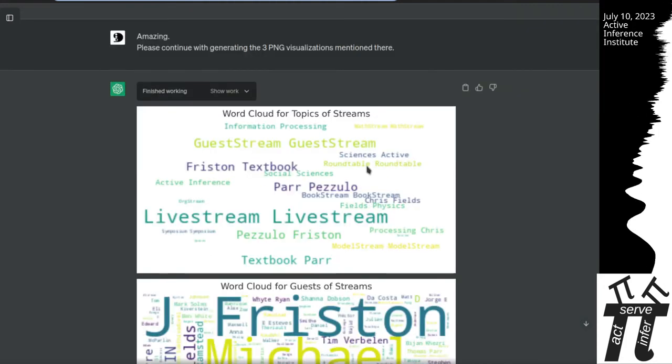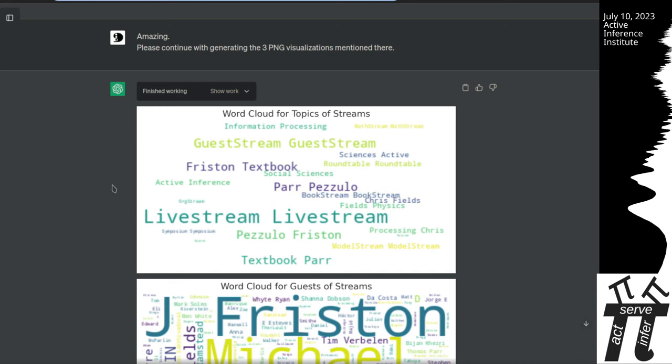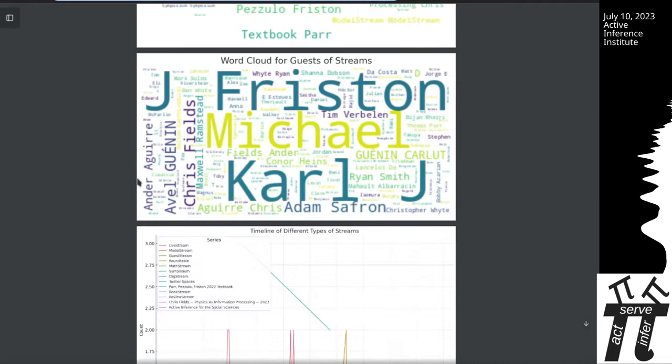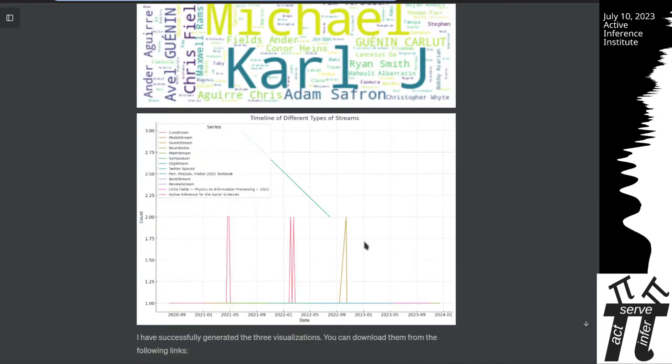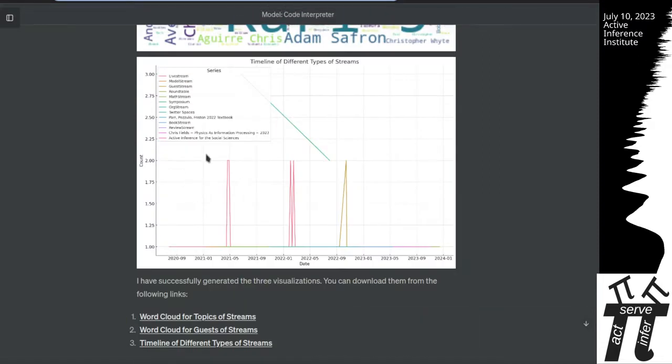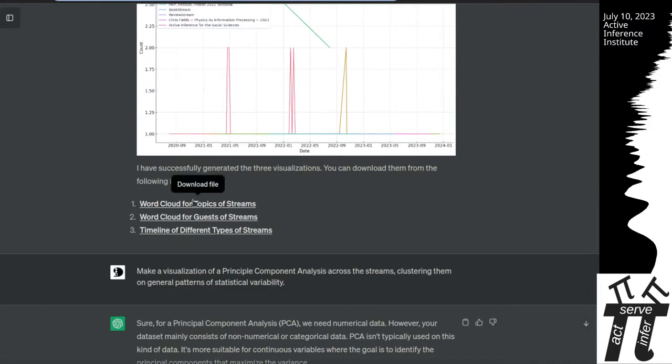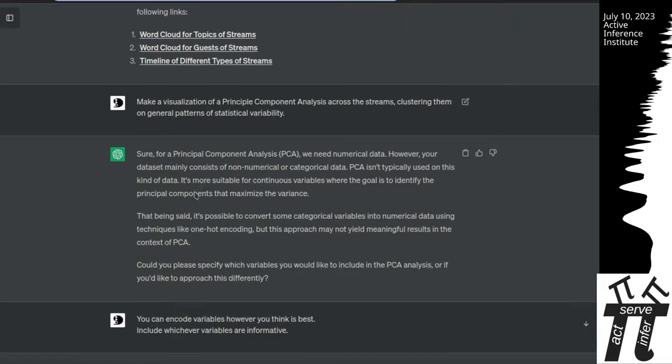We started with some word cloud visualizations. Maybe not the exact visualization that one would want, but we could always fine tune it. So an incredible first start. Then different guests, a little bit of a chart needing some tuning, but again, downloadable, presented with code.